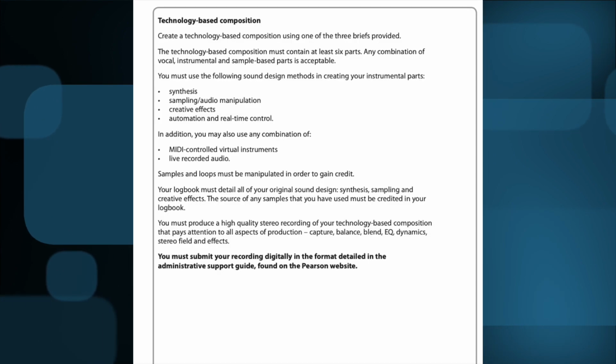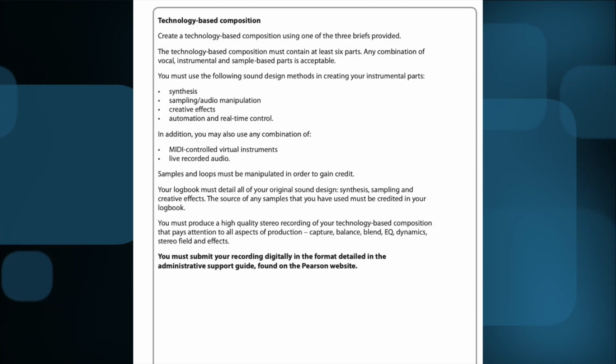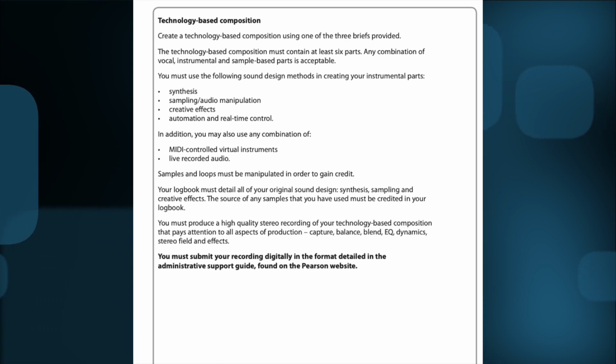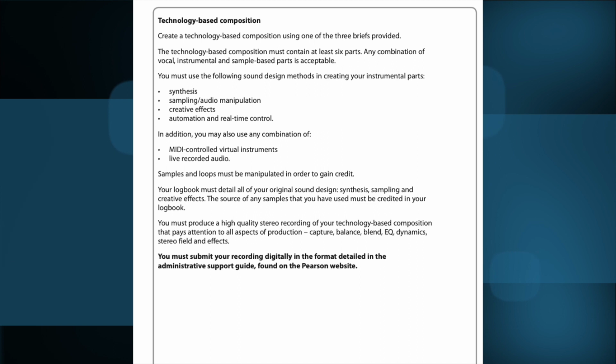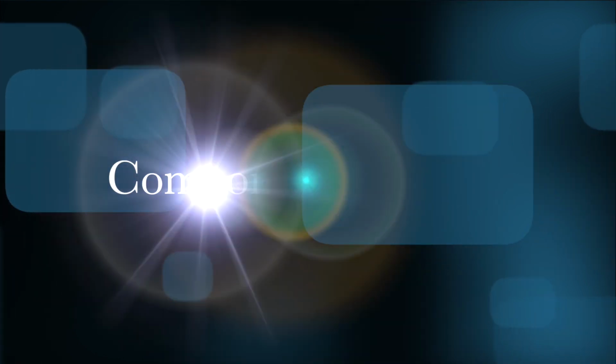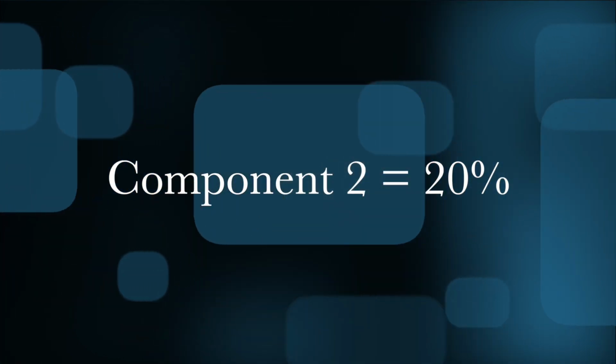The exam board provide a series of briefs at the start of your second year. The briefs are wide-ranging. Choose a brief, come up with some great beats and sounds, stick them all together, and Bob's your uncle. That's another 20% of the A-level.